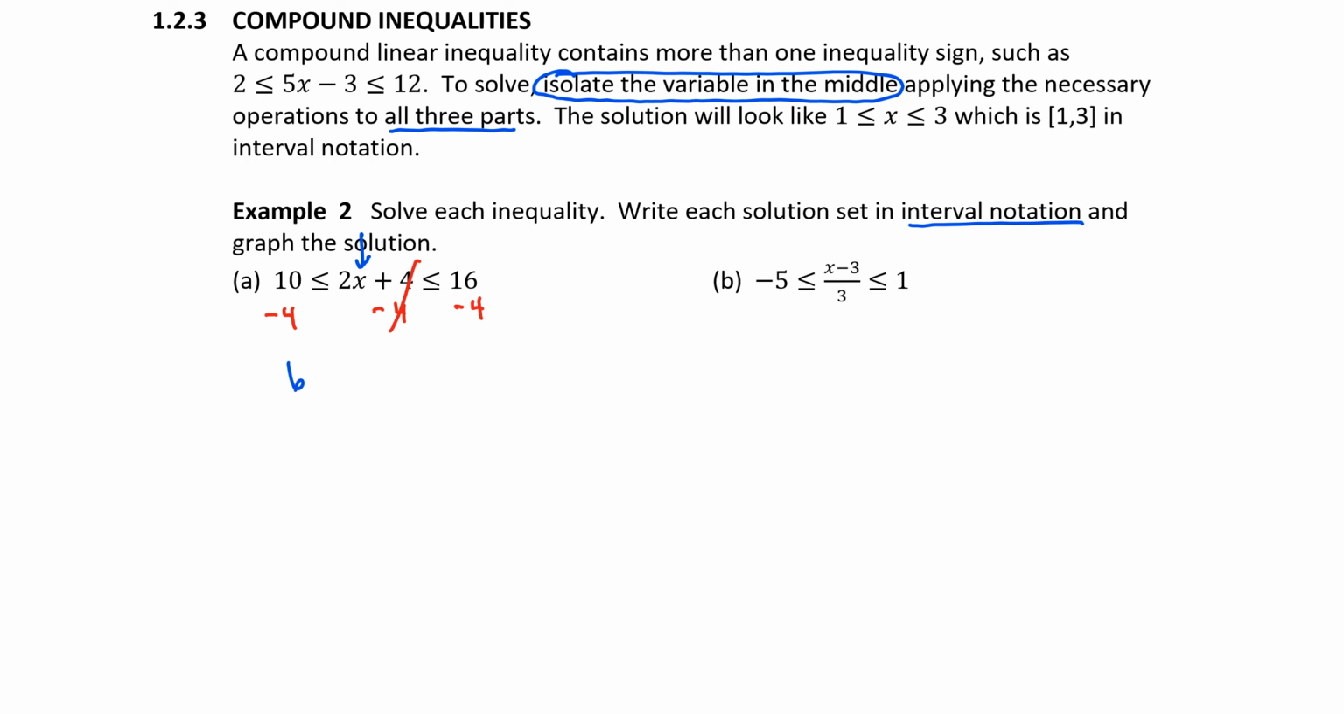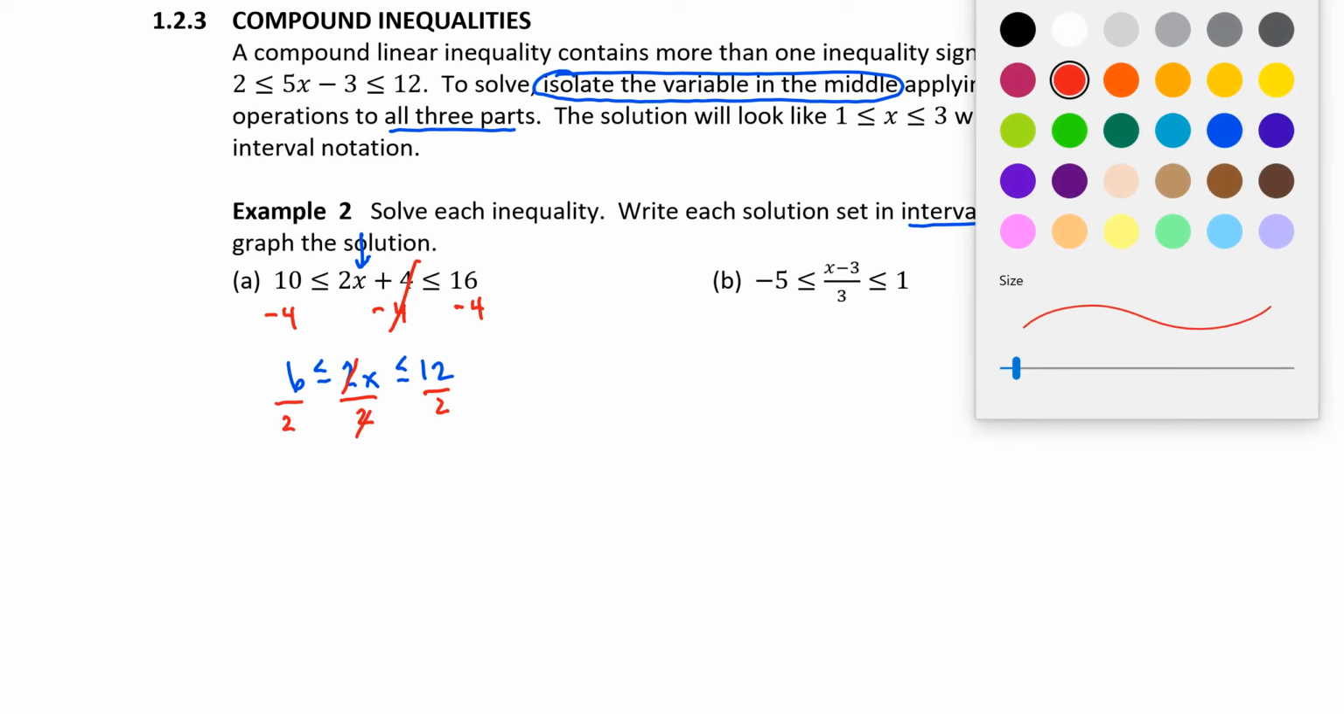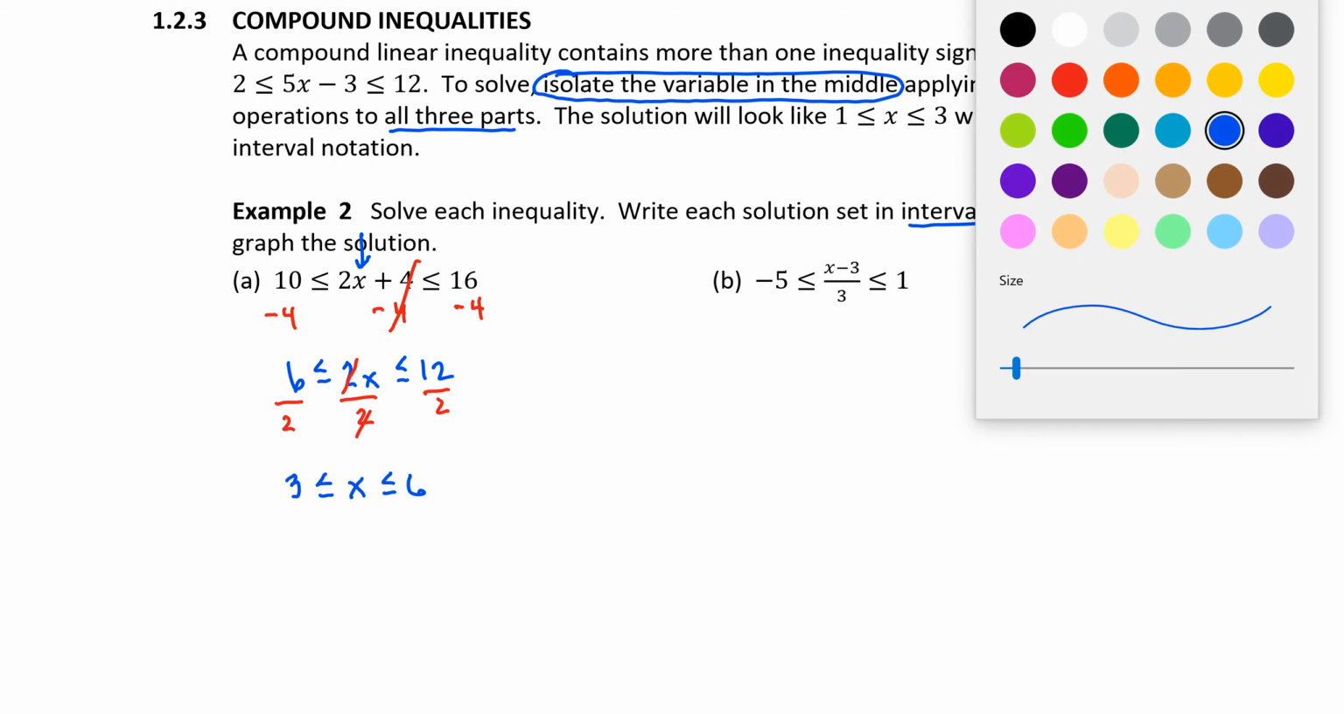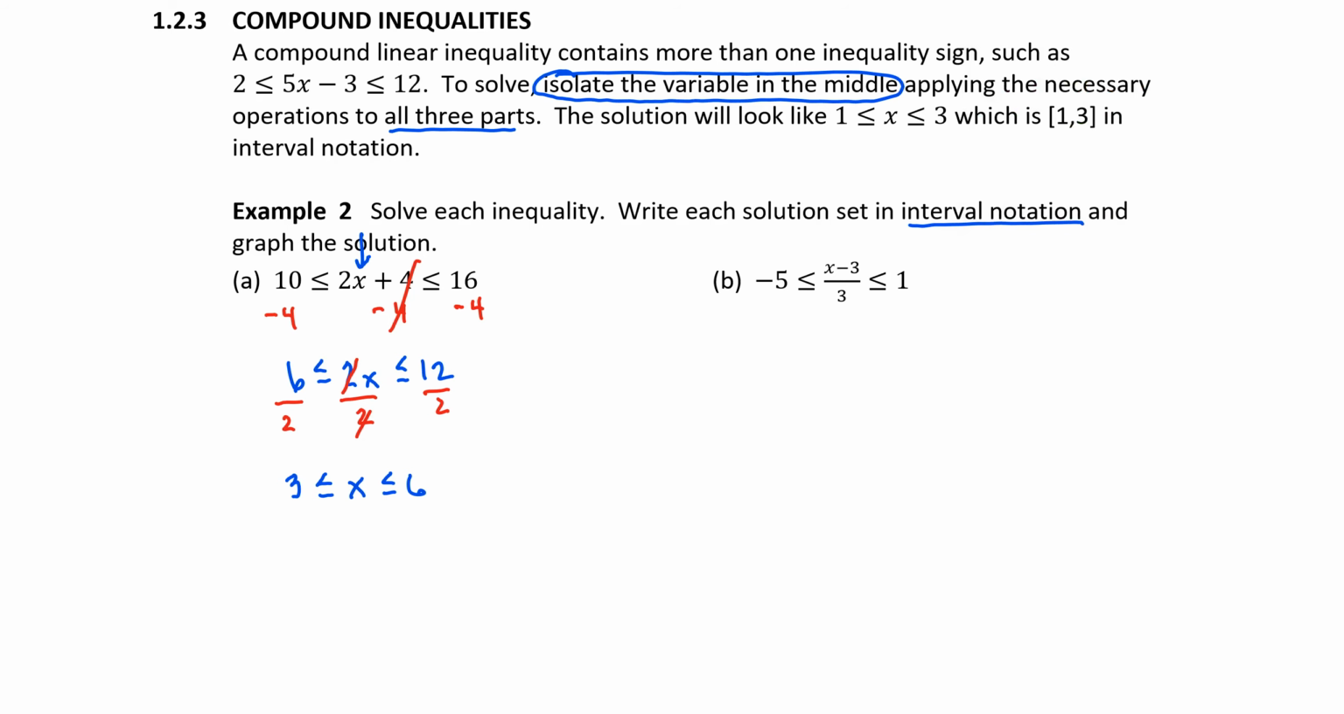So we're applying that same operation to all three sections. We end up with 10 minus 4 equals 6, less than or equal to 2x, less than or equal to 12. Again, keeping our focus on the middle, we have x multiplied by 2, so to isolate x, I'm going to divide all three parts by 2, and notice that's going to get x by itself in the middle. 6 divided by 2 is 3, less than or equal to x, less than or equal to 6. So any number between and including 3 and 6, if I plugged it into the original inequality, would make a true statement. Let's put this on a graph.